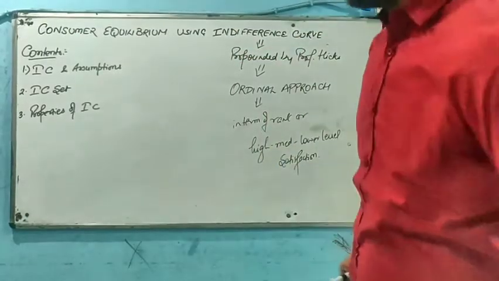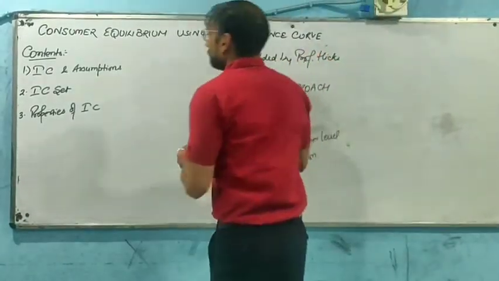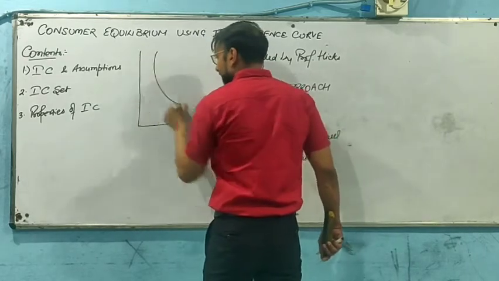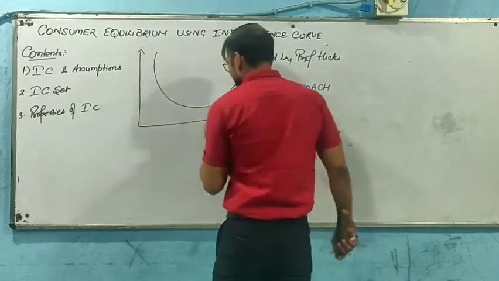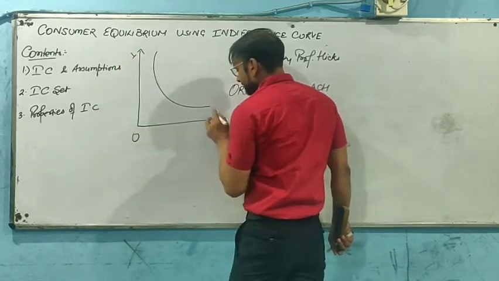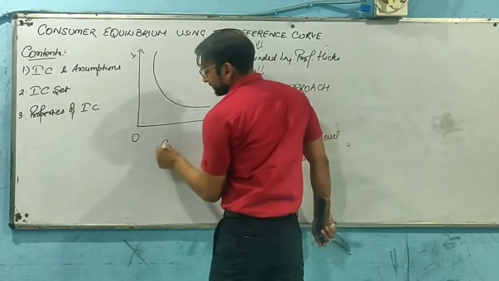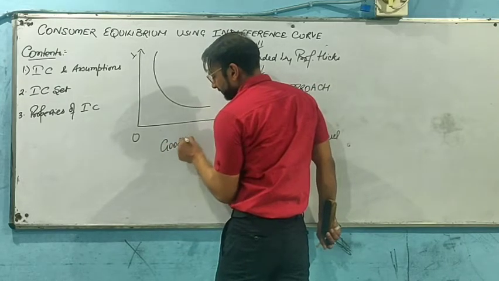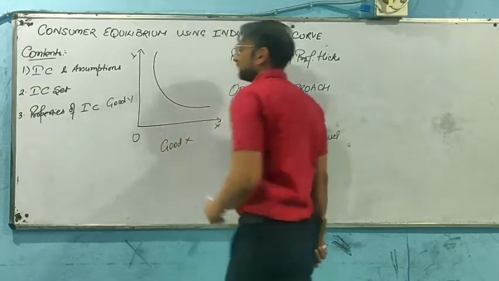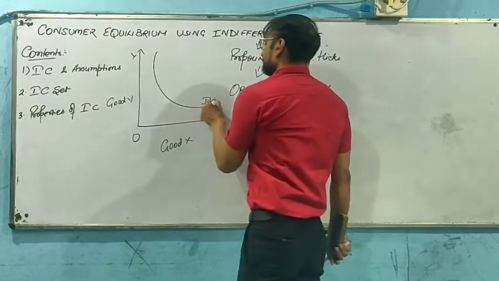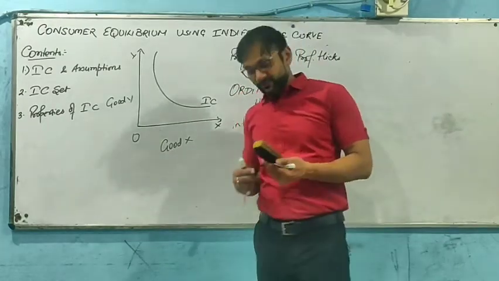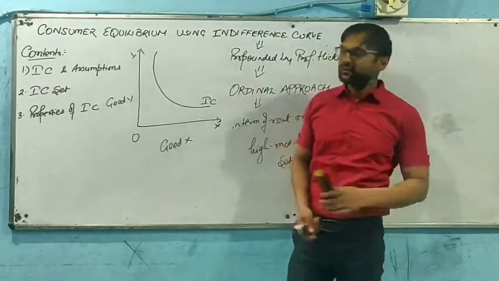So here we go. If we talk about indifference curve, first of all let me tell you with the help of a diagram. Say this is Y, this is X, let it be good X, let it be good Y. Now with the help of a diagram we give our definition. So the definition lies over here.